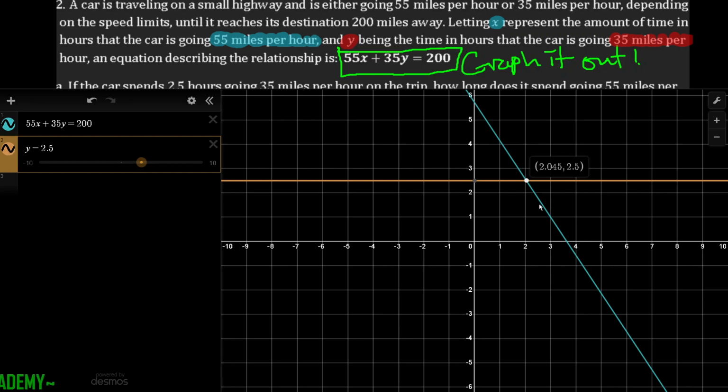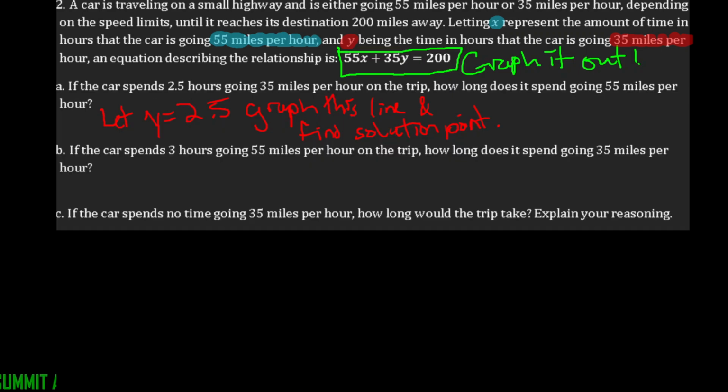That means if we spent 2.5 hours going 35 miles per hour, we went 2.045 hours going 55 miles per hour. So be able to go from your graph to your situation. What was our x value? We're going to say x equals 2.045 hours.